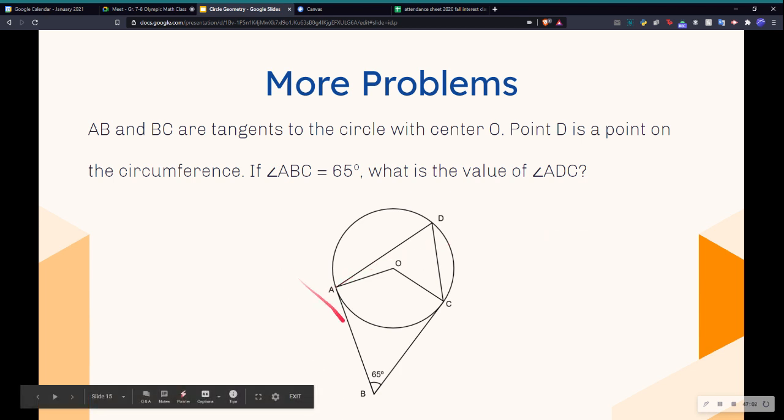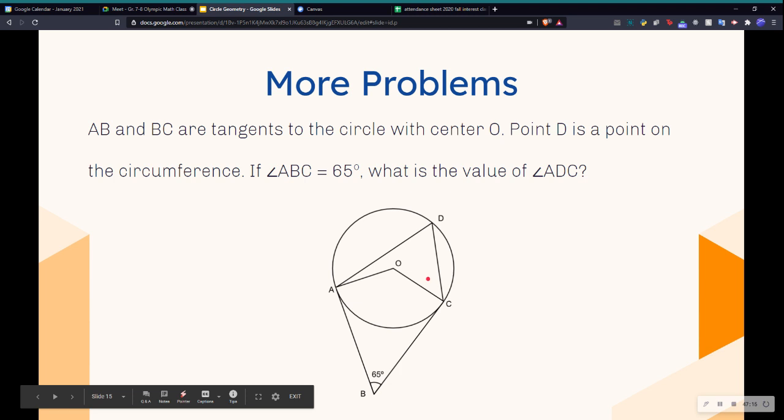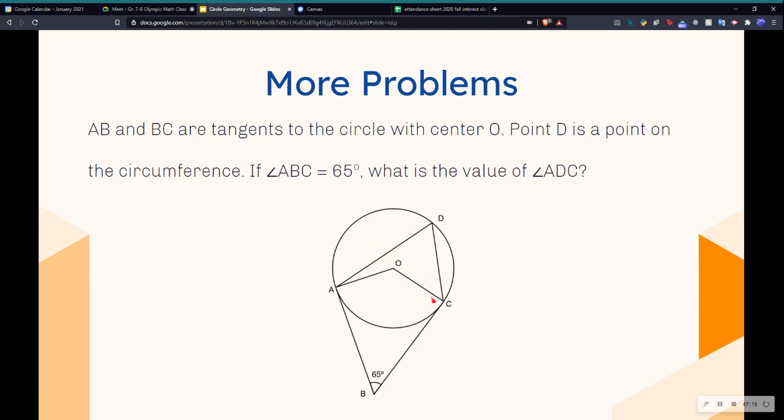Okay, look at the first problem. AB and BC are tangents to the circle with center O. Point D, right here, is a point on the circumference. If angle ABC is equal to 65 degrees, what is the value of angle ADC? I'll give you guys a minute or so to figure it out yourself.